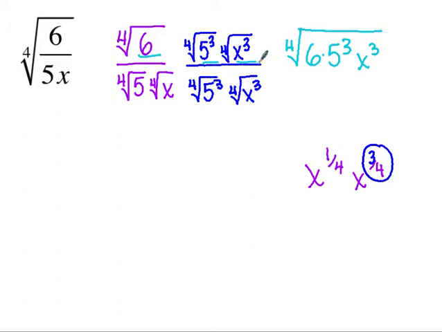Now the denominator here, we talked about what happens when I multiply a 1/4 by a 3/4. And what happens is it's gone, right? Okay. And so really I'm going to be left with a 5, and I'm going to be left with an x.